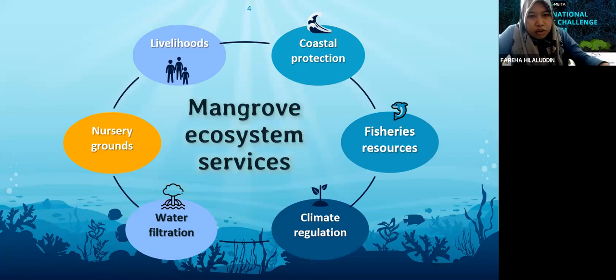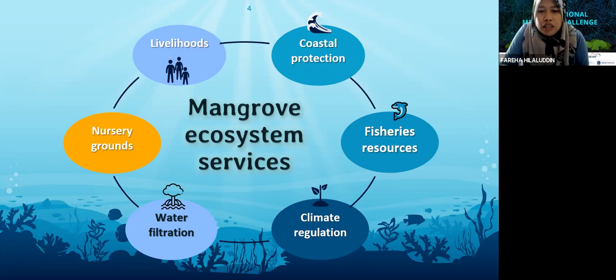What are the mangrove ecosystem services? Of course, mangroves provide services to human livelihood, because millions of people live in mangrove areas. The second one is coastal protection, especially from sedimentation, to protect from coastal erosion, and also to break waves during flooding or tsunami.